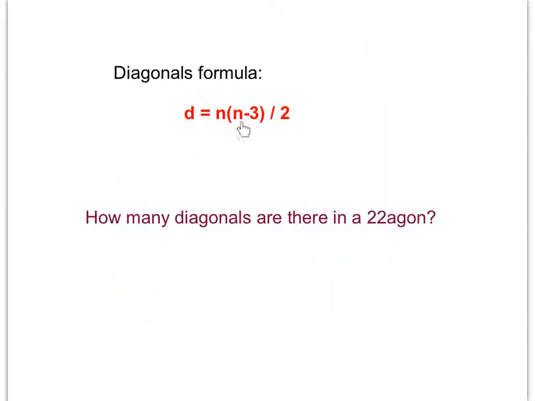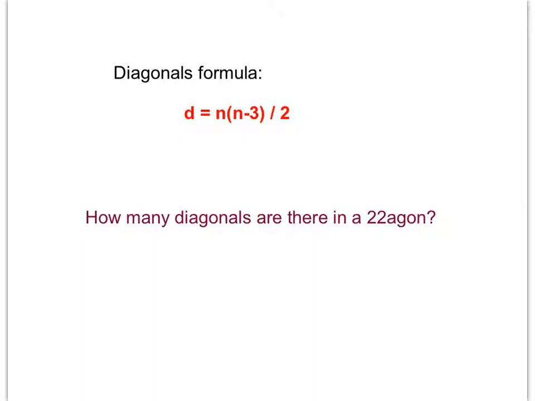So the formula for the number of diagonals in an n-sided polygon is D is equal to n times (n minus 3) divided by 2. So we have the number of vertices times the number of diagonals drawn from each vertex divided by 2, because we don't want to count the same one twice.